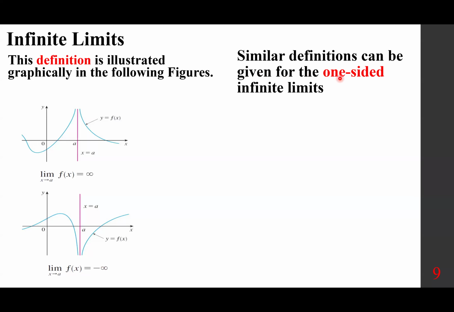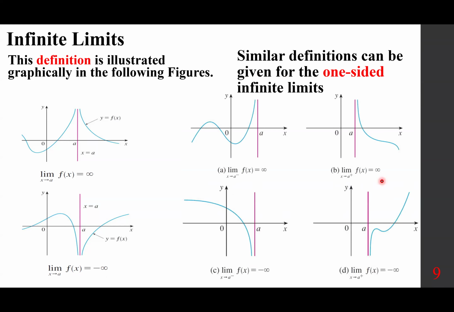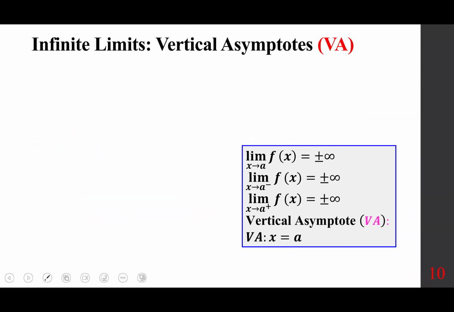Similar definitions can be given for the one-sided infinite limits. So if you look at all of these cases, those are one-sided. For example, this one, limit of f of x as x approaches a from the left is infinity. In this case, limit of f of x as x approaches a from the right is infinity. In this case, the limit of f of x as x approaches a from the left is negative infinity. It's going down. And in this case, the limit of f of x as x approaches a from the right is negative infinity also. And so in all those cases, x equals a is the equation of a vertical asymptote.